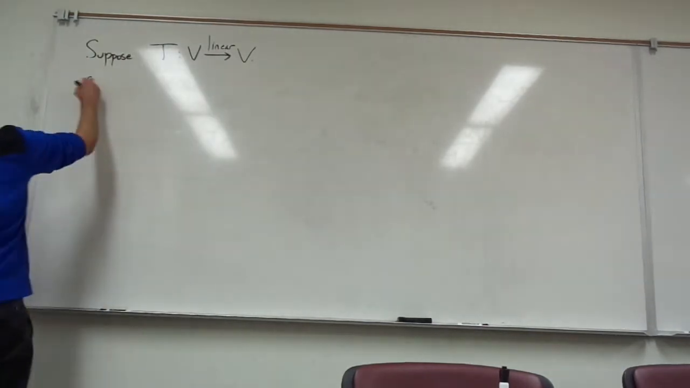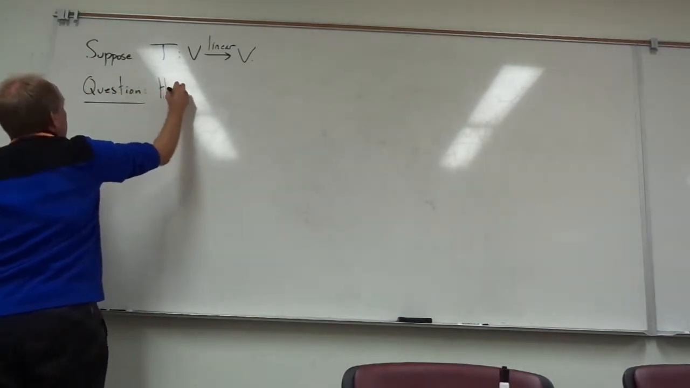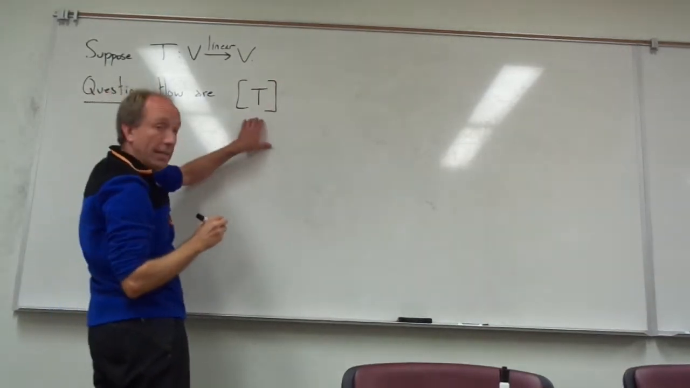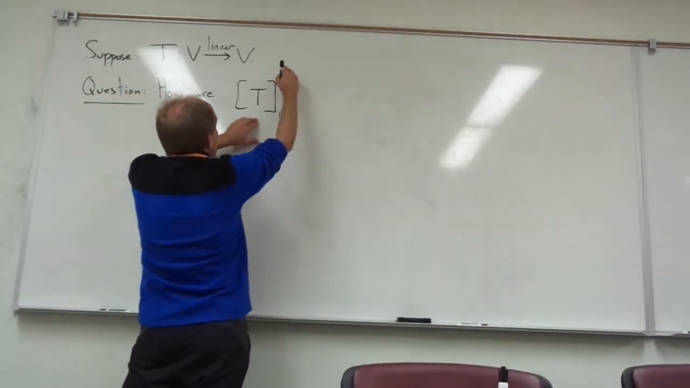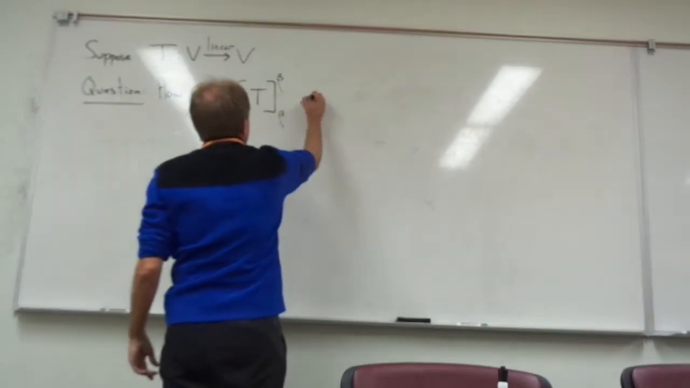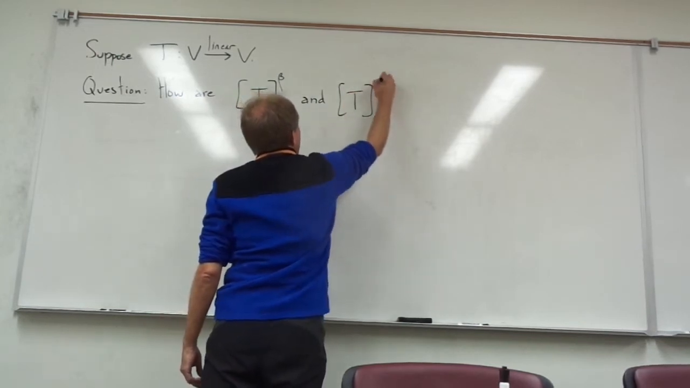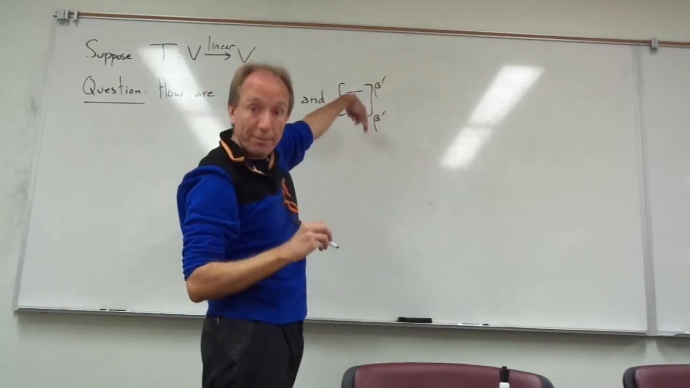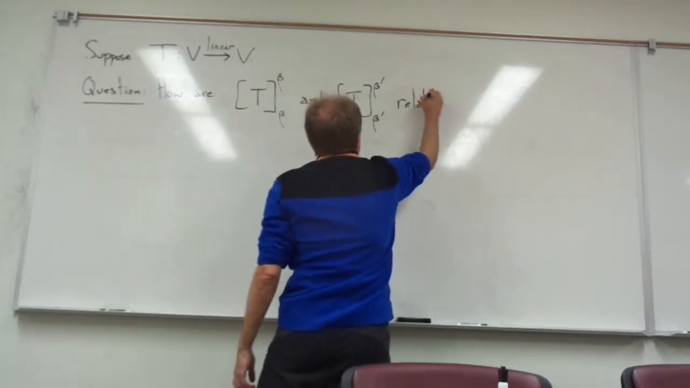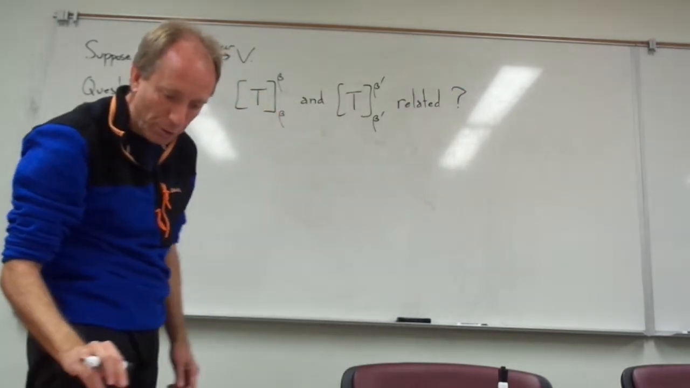Okay, so the question that you might wonder is, how are the matrix representation of T from a basis beta to itself, in other words, the same basis on the top and the bottom, how are that matrix and, let's say, another matrix representation using a different basis, how are those related? Okay, so this is actually kind of a cool thing.